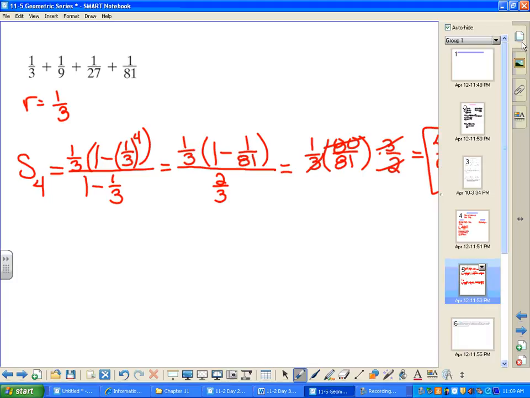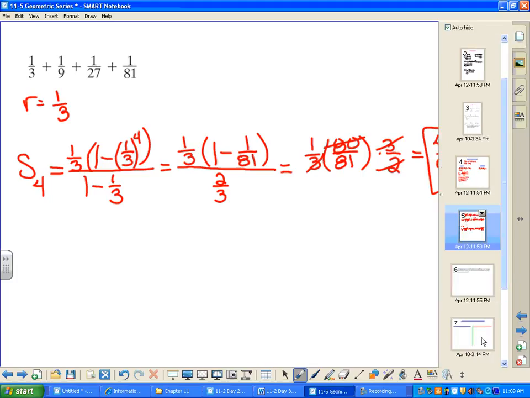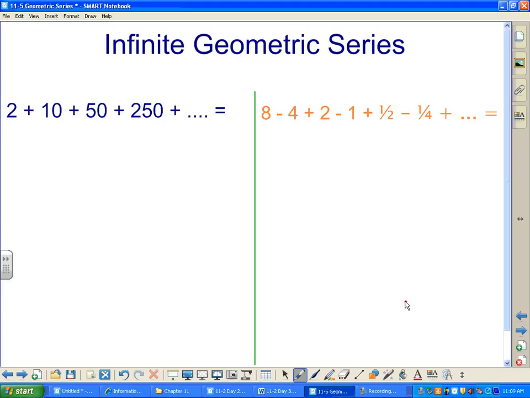I want to look at an infinite geometric series. Look at the one on the left: 2 plus 10 plus 50 plus 250 plus ... equals. What can you tell me about that sum? Yeah, it's going to go to infinity. It just keeps getting larger, doesn't it?